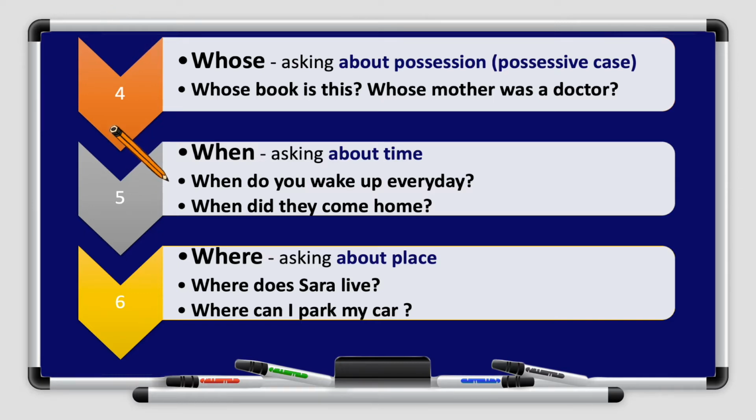Let's move to when. When is asking about time. When we want to ask about time, you will use when. When do you wake up every day? When do they come home? Next, where. Where is asking about the place. Where does Sarah live? Where can I park my car?